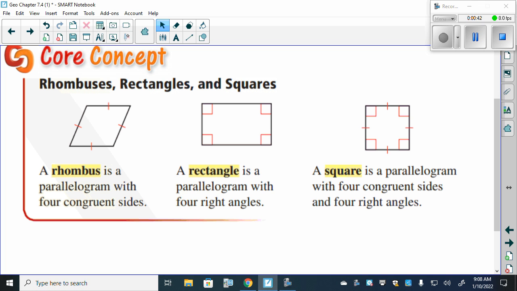is telling us that a rhombus is a parallelogram with four congruent sides. A rectangle is a parallelogram with four right angles. And a square is a parallelogram with four congruent sides and four right angles. I'd get a general definition of it. Because a rhombus is a parallelogram with four congruent sides, a rectangle is a parallelogram with four right angles, and a square is a parallelogram with four congruent sides and four right angles. So put it in a way that you best can understand.